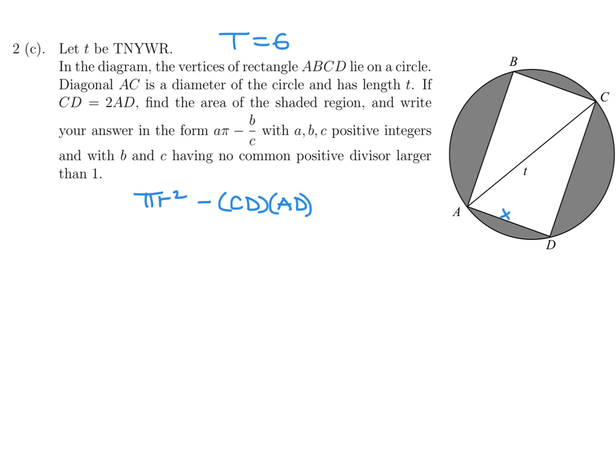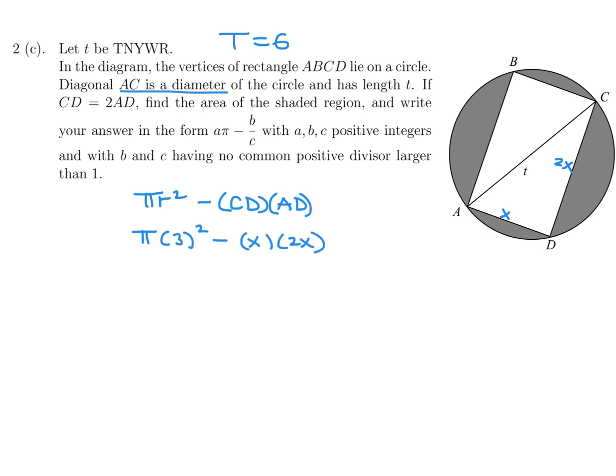AD, if AD is x, then CD would be 2x, because CD is equal to 2AD. And T is 6, we know that. And T represents AC, which is the diameter. So if the diameter is 6, that means the radius would be 3. So this is pi 3 squared. And this will be x times 2x.